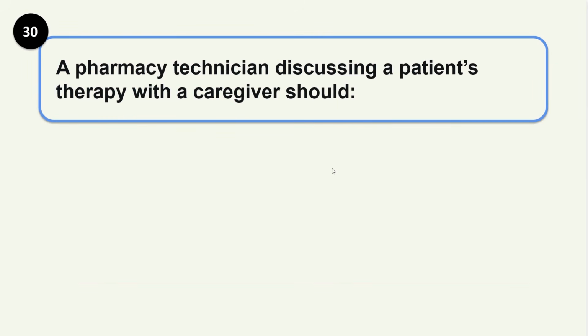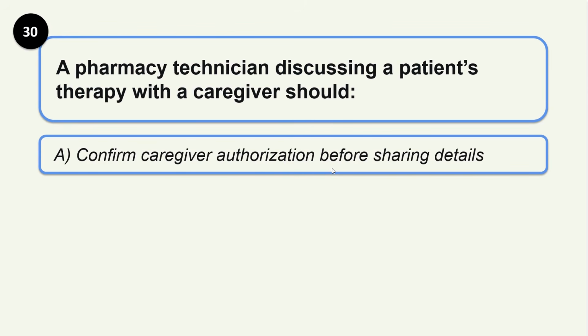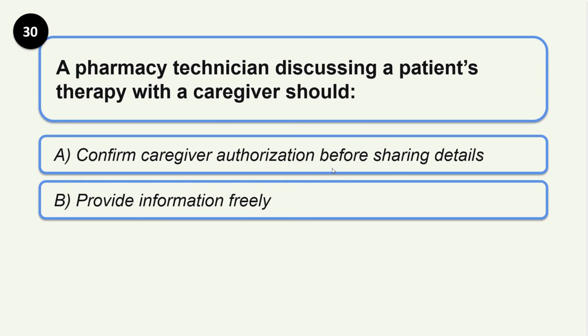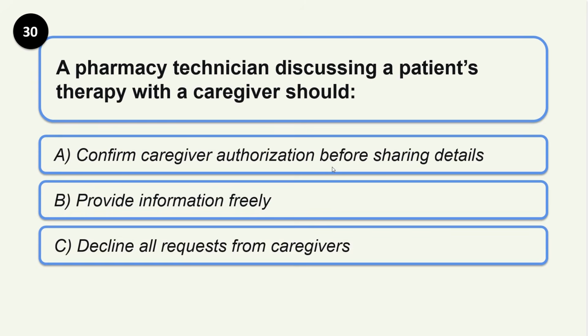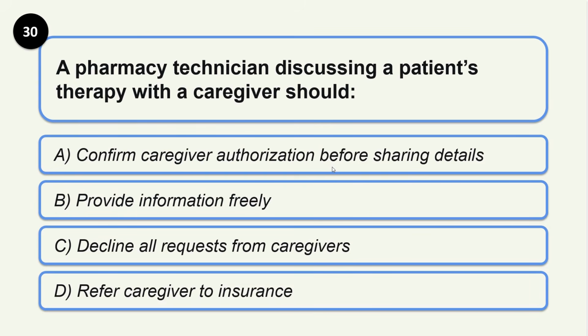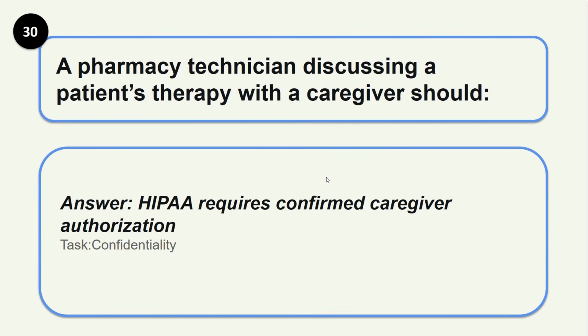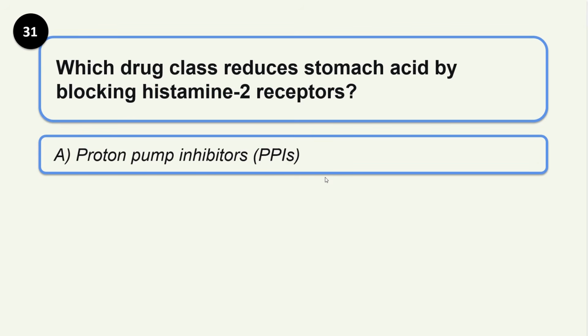A pharmacy technician discussing patient therapy with a caregiver should: A. confirm caregiver authorization before sharing details, B. provide information freely, C. decline all requests from caregivers, D. refer the caregiver to insurance. The correct answer is confirm caregiver authorization before sharing details, because according to HIPAA requirements, patient information confidentiality is essential.